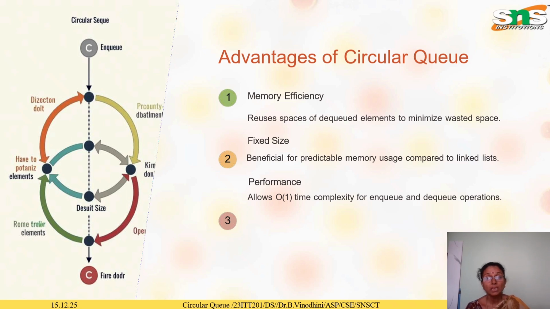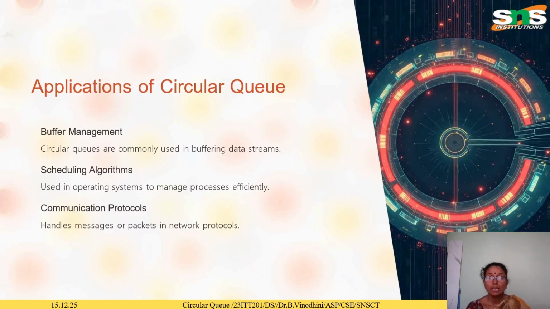The memory is of fixed size, instead of using the linked list concept. The performance of enqueue and dequeue is O(1) complexity. So these are the advantages. The applications of the circular queue are in buffer management systems, traffic management systems, and scheduling algorithms. In scheduling, we have different types of algorithms, especially the round robin algorithm, where we can use the circular queue concept.